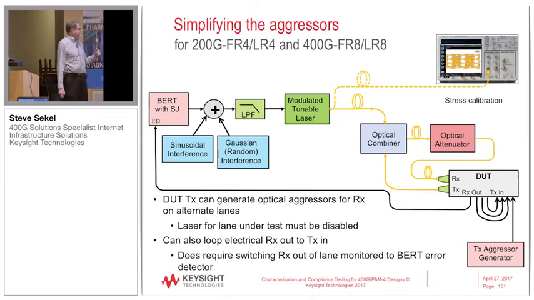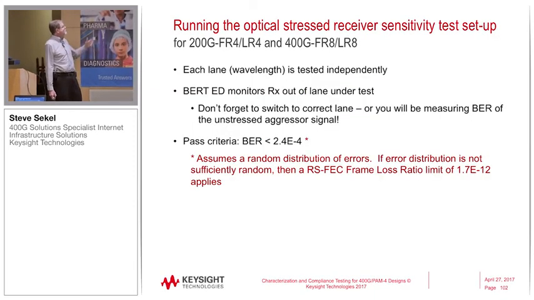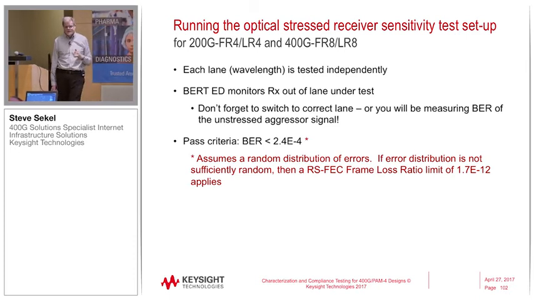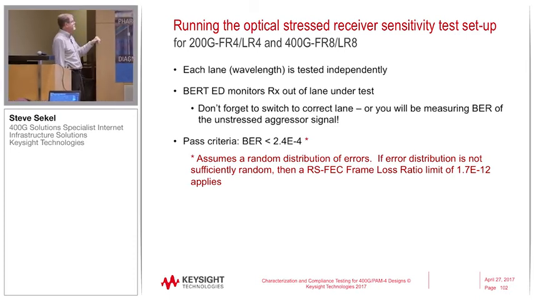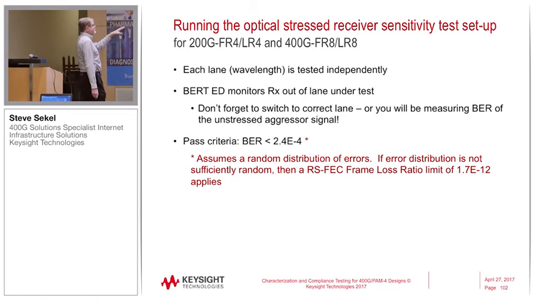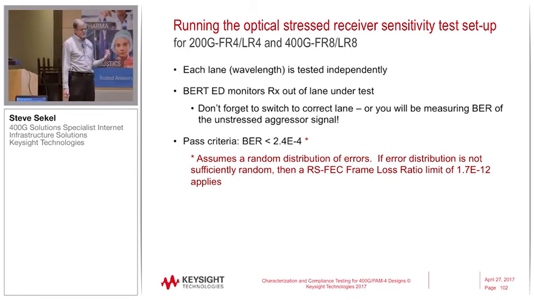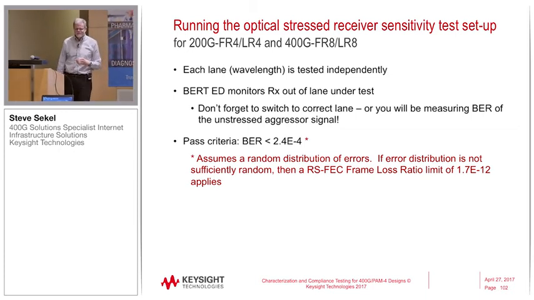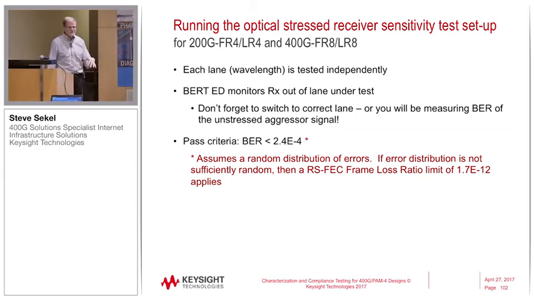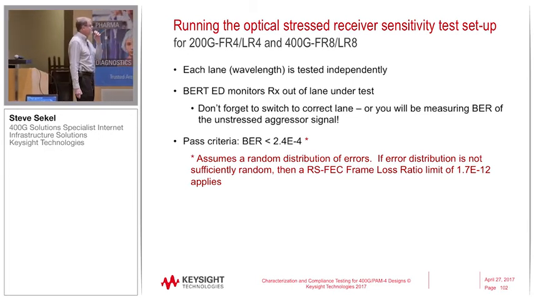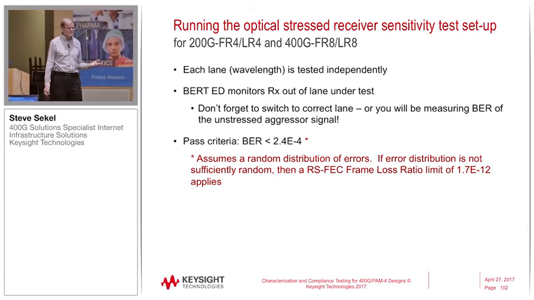And we do have to switch the lane of the device under test. Okay, so each wavelength is tested independently. We only do one at a time with all the aggressors in place. And a BERT is used to measure it because, again, we're assuming there's no error counters in there, but we can do a PRBS 31Q without any problem. So when you move lanes, don't forget to change which lane you're feeding the error detector, because otherwise you'll be measuring the BER of the aggressor signal. And don't think that hasn't happened before.